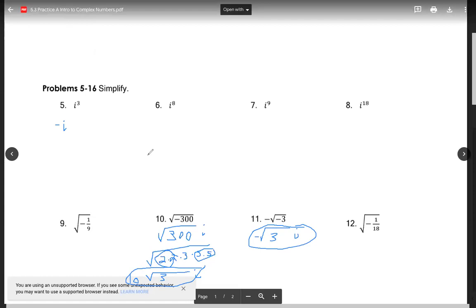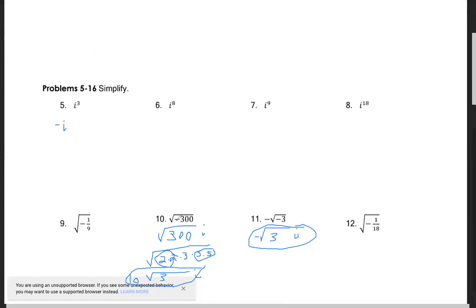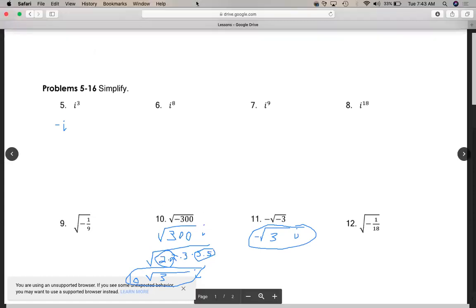Again, you're replacing the negative in your radicals with an i on the outside. And then you can usually put it in the calculator or do some other things.